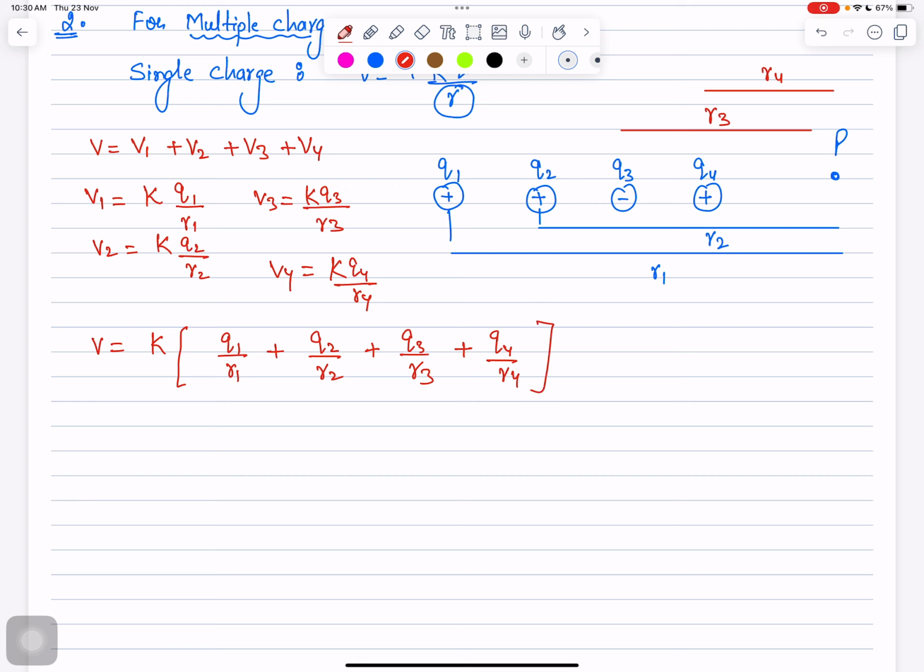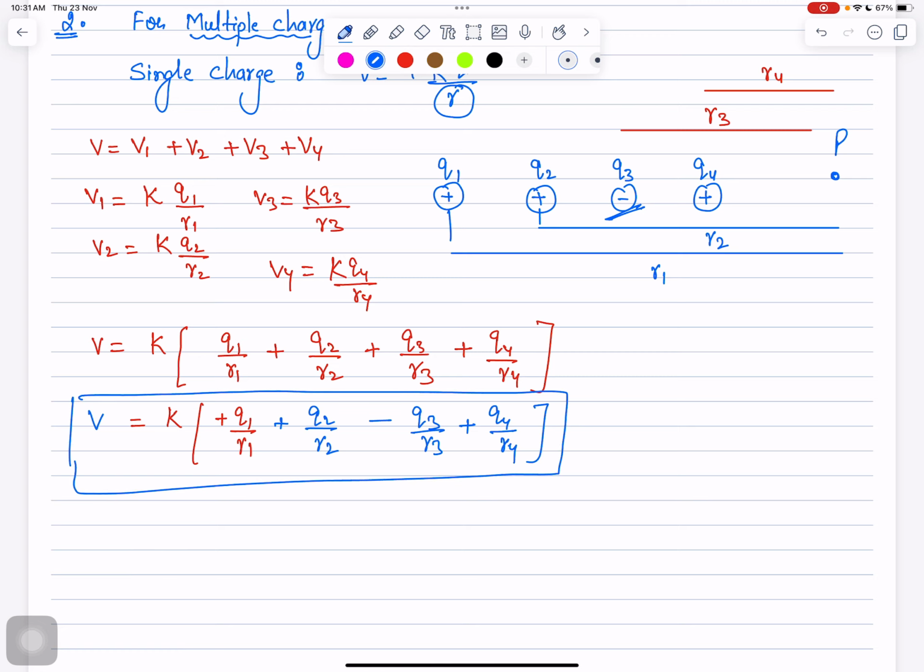Do you understand? Let's say their sign also. Might be someone is positive, someone is negative. So can we say K times positive Q1 over R1, I'll change the color, plus Q2 over R2, negative Q3 over R3 (Q3 is negative, I told you it is negative), plus Q4 over R4. See, if you need to simplify, this is the simplified formula. If you need to find anything, just split them one by one and you can solve them.